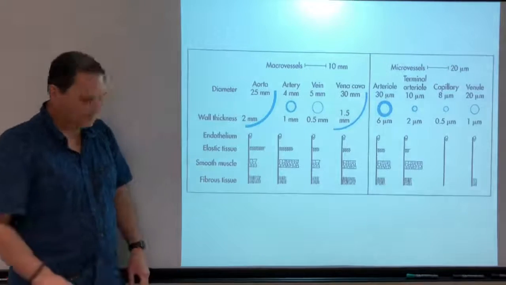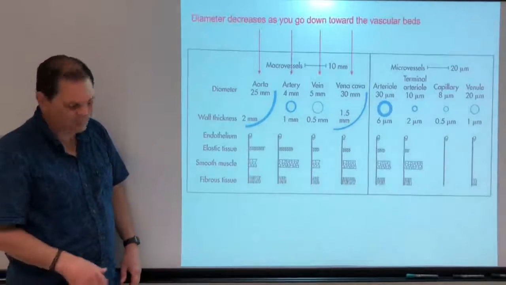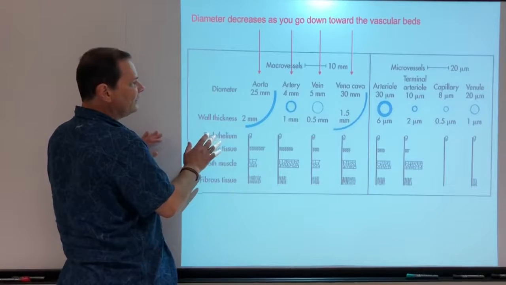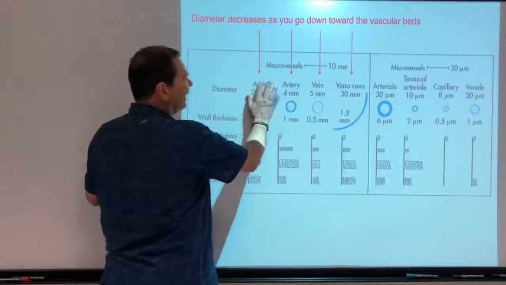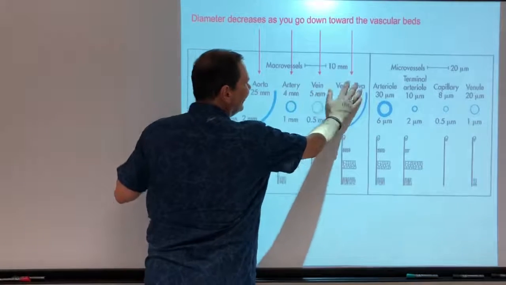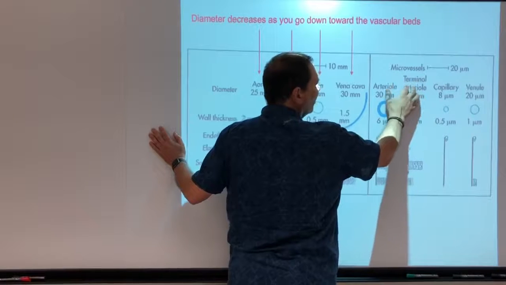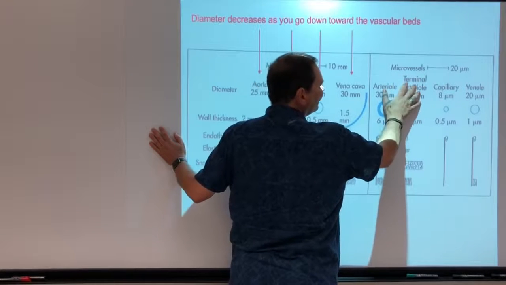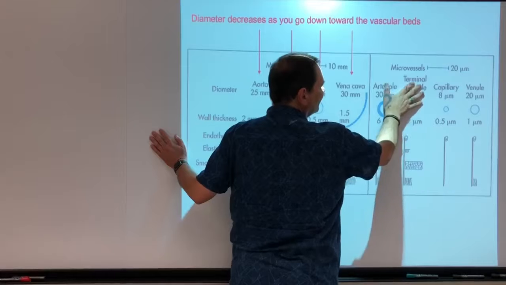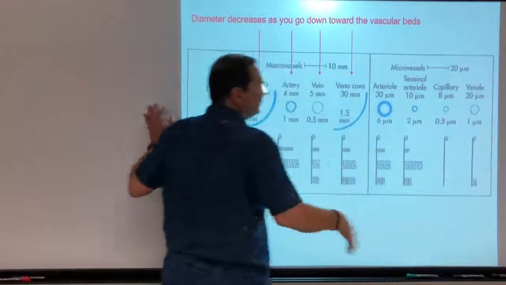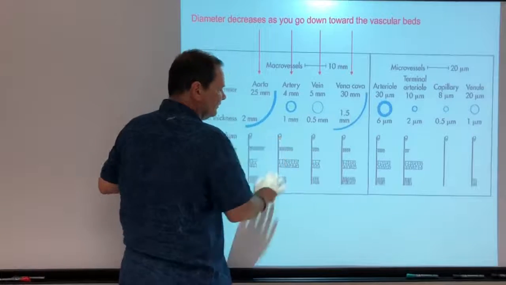Okay, so first of all, we have our different classifications of vessels here. We have the aorta and the arteries, we have the veins and the vena cava here. We have the arterioles, which are really more smaller arteries. We classify these sort of as microvessels, but they're part of the arterial compartment. And we have capillaries and we have venules, all smaller. These are all larger vessels.